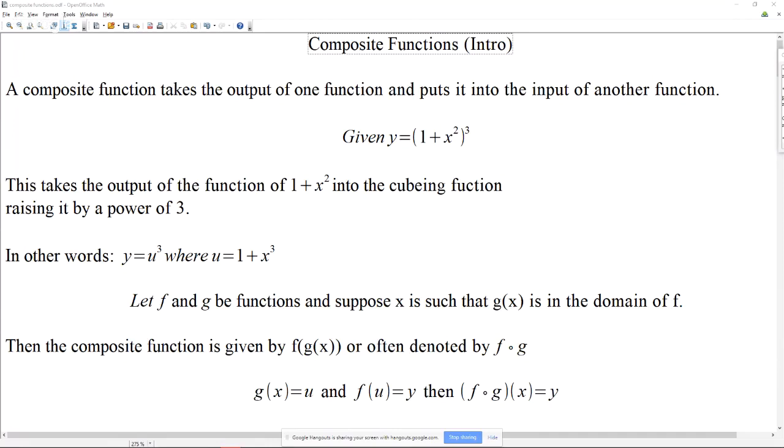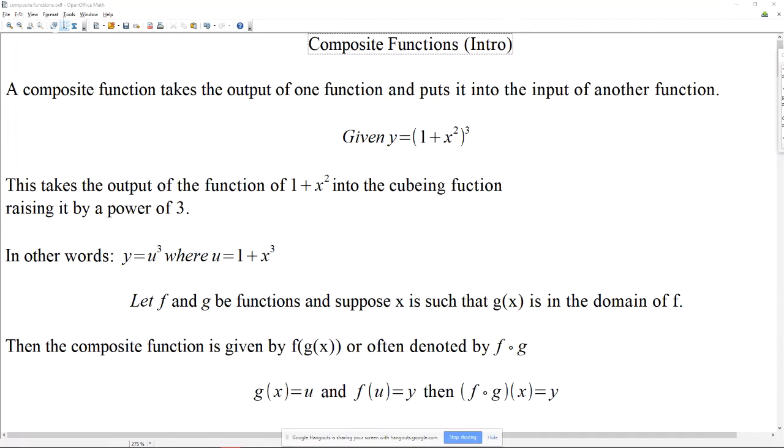Okay, so we're talking about composite functions, and again, just real quick, a composite function is taking one function, the output of one and the input of the other. So here we have a function 1 plus x squared. Now that output, wherever that output is, we're going to put in the cubing function. So when you see something like x cubed, that literally is a function. That's a cubing function. X squared is a squaring function.